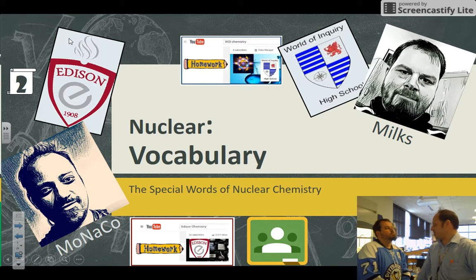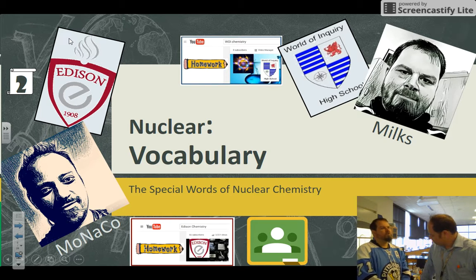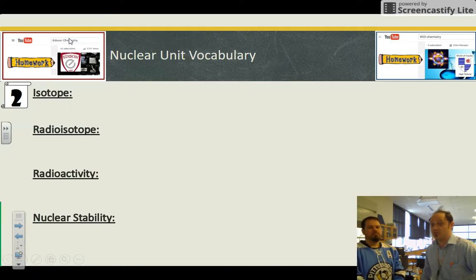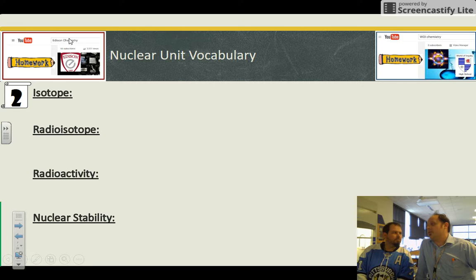Nuclear chemistry. Or is it nuclear chemistry? Nuclear or nuclear? Nuclear. That's the right way to use the vocabulary word, and that's what we're about to do. Use about 20 of them, right, Milty? 20. There you go. First one. Hit me with the definition, boss.